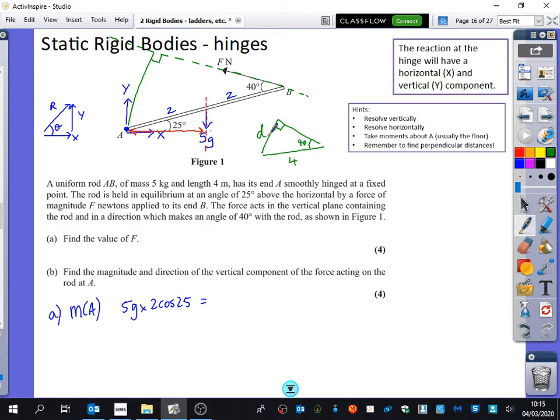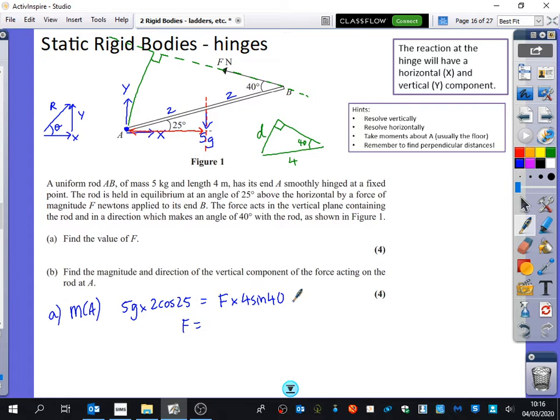Good. So it's 4 sine 40. And the force is F. So it's F multiplied by 4 sine 40. So F is equal to that divided by that. Believe it or not, that's 4 marks. Okay? This is why in mechanics it's so important to slowly do this first line of working, because there's an awful lot of marks in there.